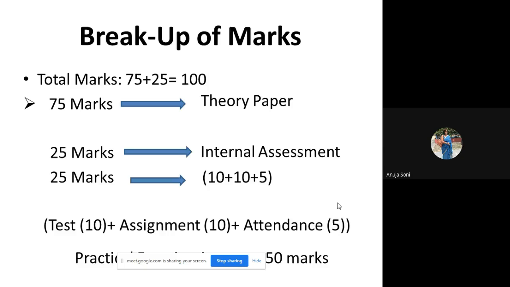I would like to repeat that in order to appear in your exams, a minimum of 75% attendance is required. So be sincere in attending all your lectures. Otherwise, you may be debarred from the exams if you don't have the minimum attendance.